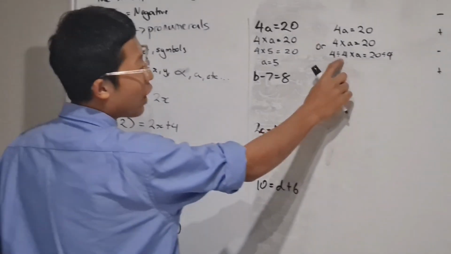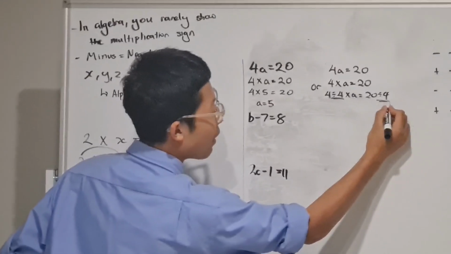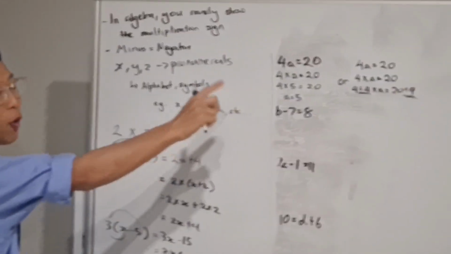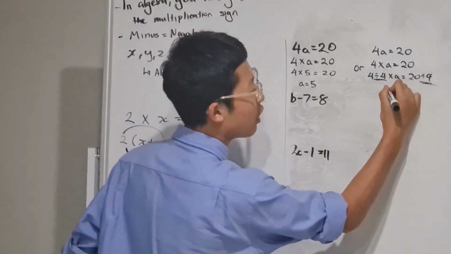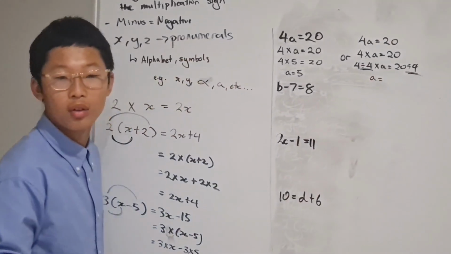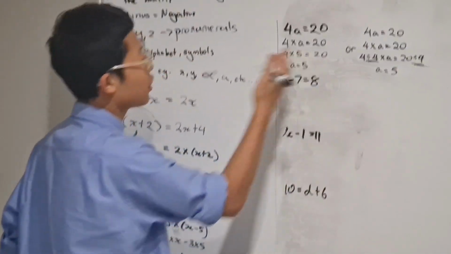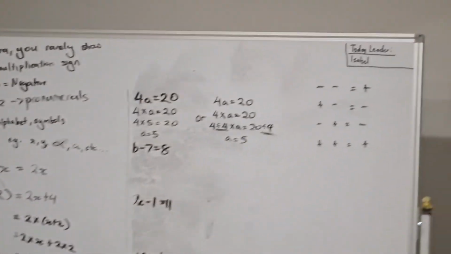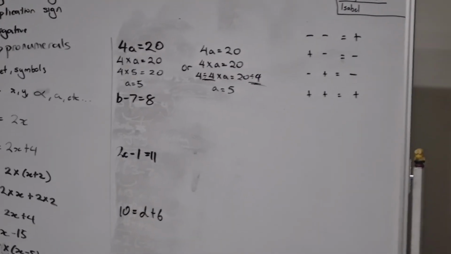As you can see, I have divided by 4 on this side. This is what I did. Then I have to divide by 4 on the other side. So first, what's 4 divided by 4? 1. So what's 1 times a? It's just a, right? Now what's 20 divided by 4? 5. So a equals 5. That's another way you can do it, or you can just stick with this way. Okay? So if it's confusing, just do whichever is easier to understand.